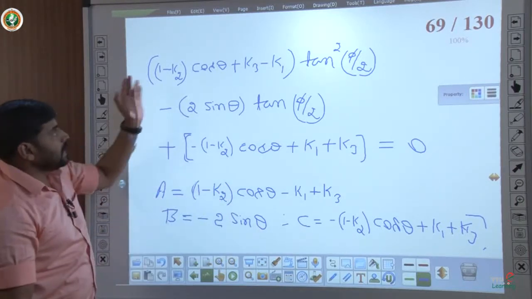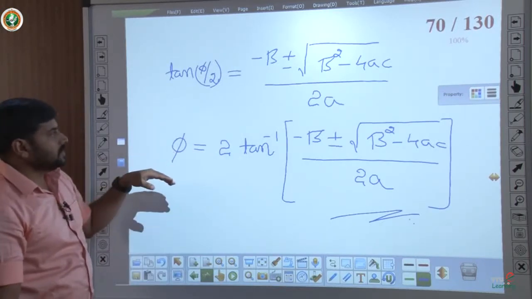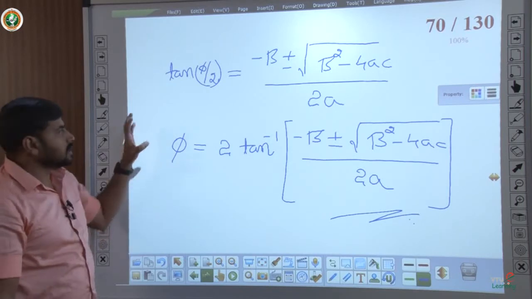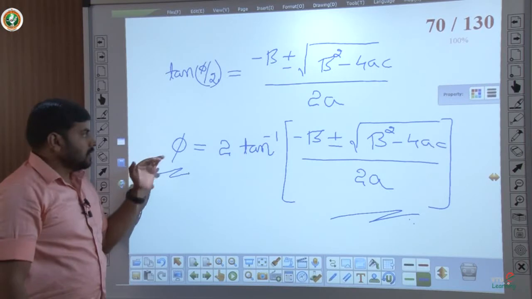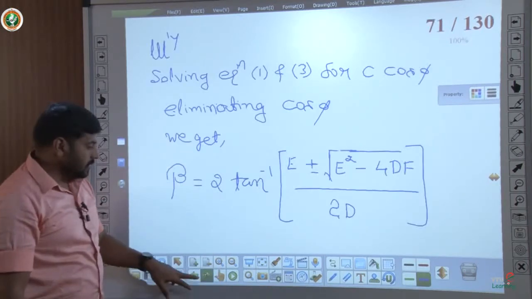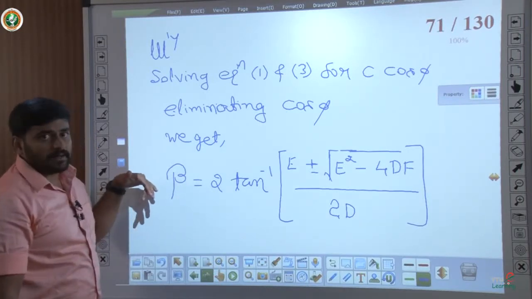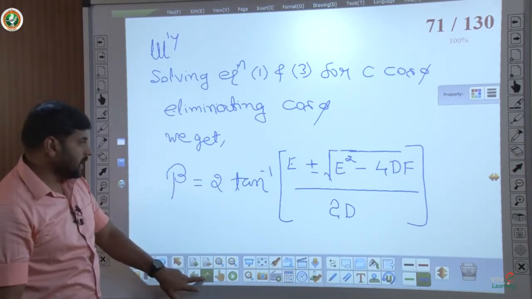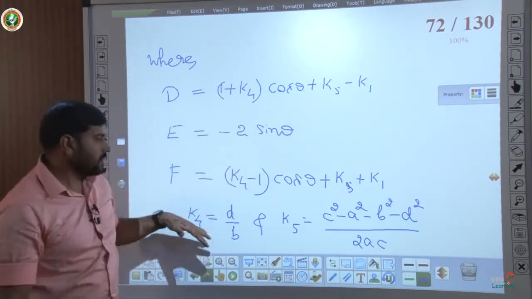So this is of the form a x square plus b x plus c. So hence we use the formula to find out the roots of this equation. So thereby I will calculate the value of displacement of output link, that is for rocker. So the same procedure, if I follow and eliminate phi in the first step itself, I will get the expression for beta. So beta will be given by this expression where E, D and F are listed here. We should also know the notations of K4 and K5 which I have given.